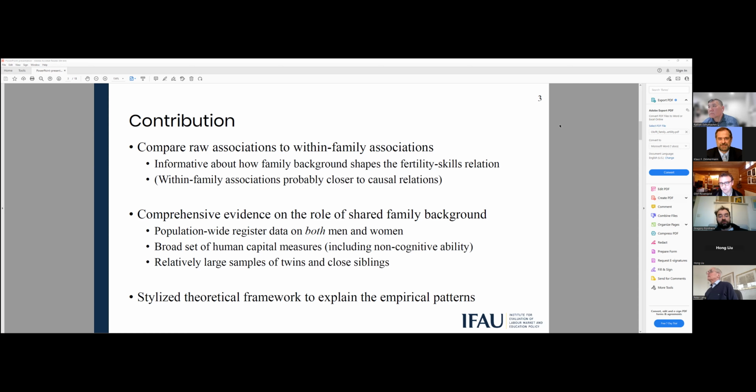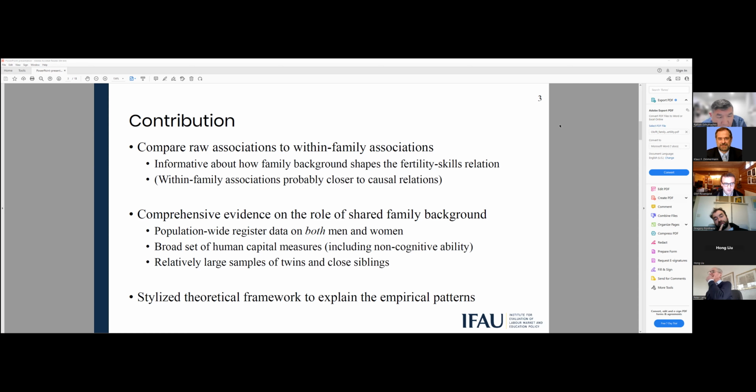And we have different measures of skills, including non-cognitive skills, which can be particularly interesting to look at here. So that's one thing. Another thing that we don't push so much in the paper is that these within family associations are arguably at least closer to what we can call the true causal relation between education and fertility. But there can still be, of course, problems also within families. So we're not claiming that these are truly causal, but perhaps closer at least.